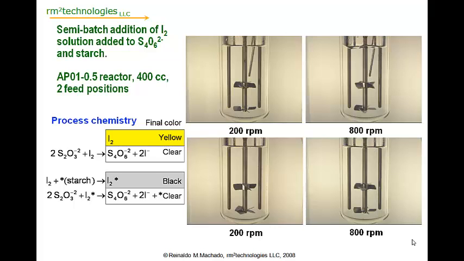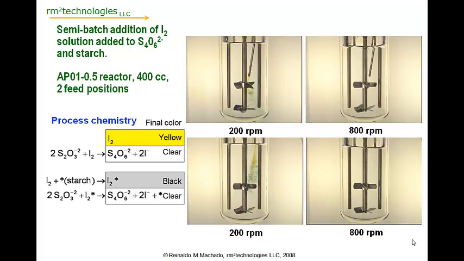Let's take a look at what happens when we change the feed point and look at the two video clips on the left-hand side. You will notice very quickly that the closer the feed point is to the impeller, the smaller is the black plume associated with the process. We can think of the black plume as the byproduct example.